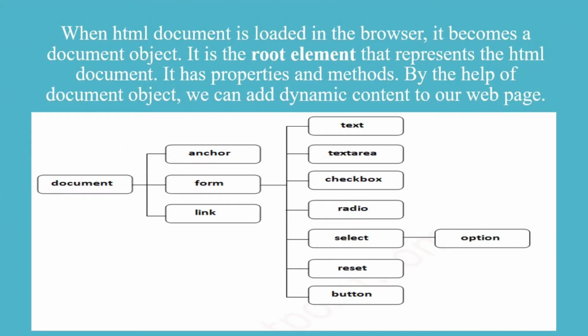So if we see this structure here, the general overview of the DOM structure. Whenever we create a DOM structure of the HTML page, first the root element will be the document, and inside that we'll have the anchor, form, links, text, and inside the form we can have text and text area, checkbox, radio, select, all those elements that are present inside a form.